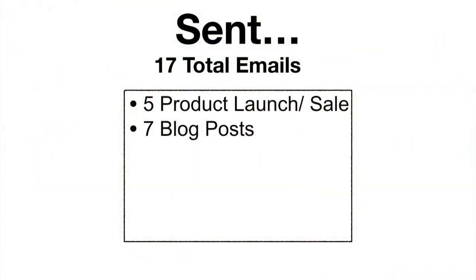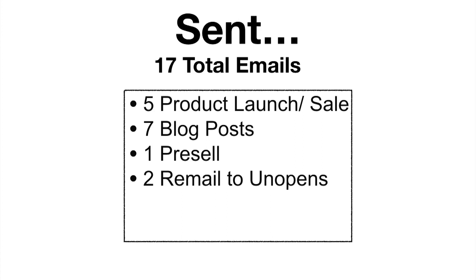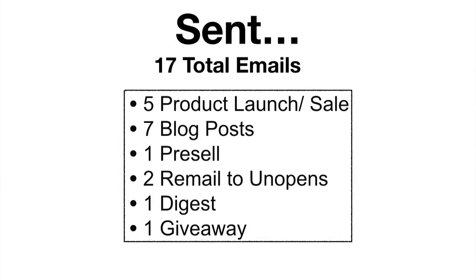7 of them were blog posts. 1 of them was a pre-sale. 2 of them we remailed an email that we had already mailed to an unopened segment. 1 of them was a digest where we take the best content from the month and put that into one email and mail that to our engaged list. And 1 of them was a giveaway email. So let's take a look at those emails.